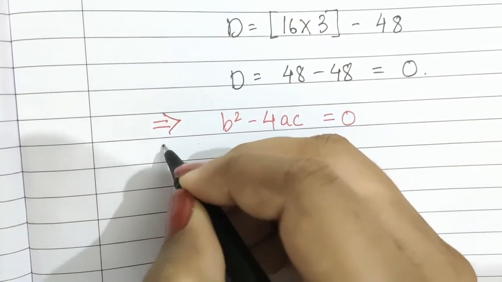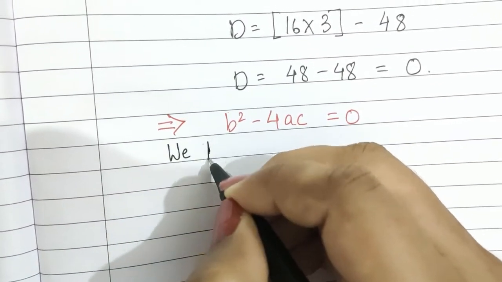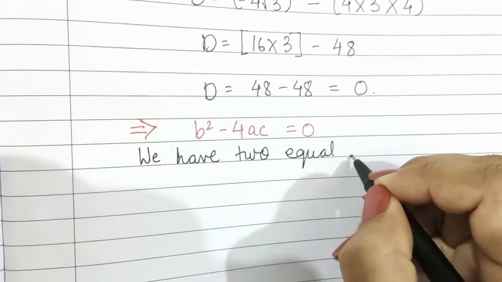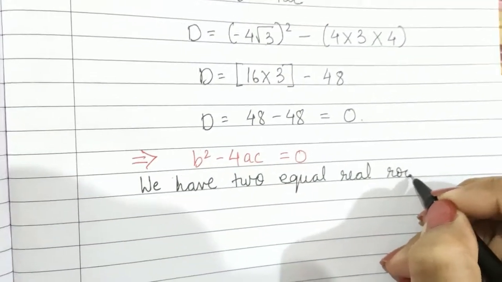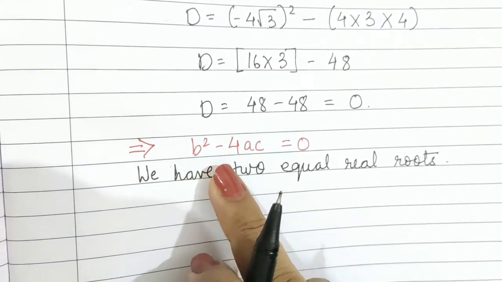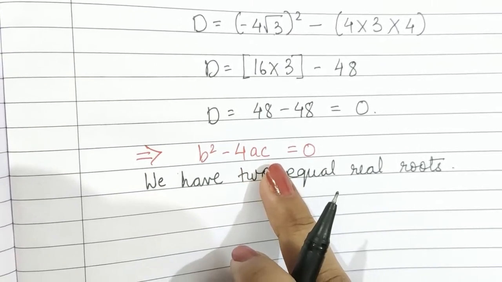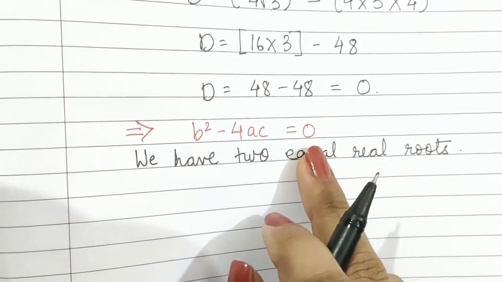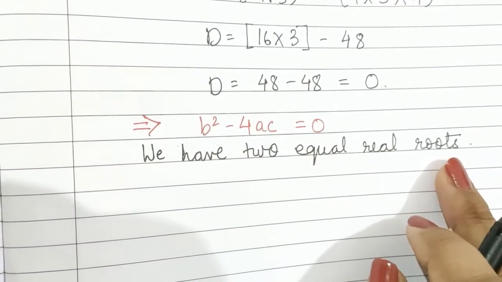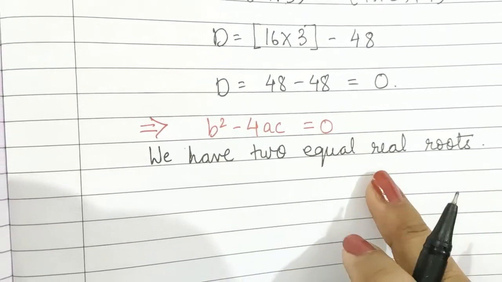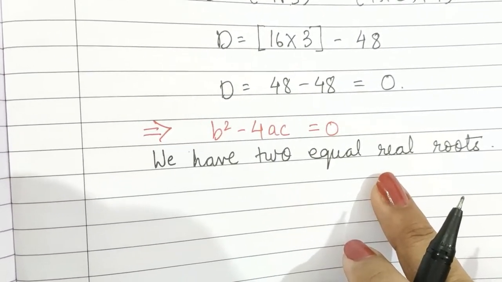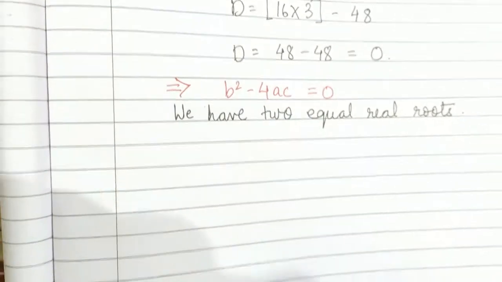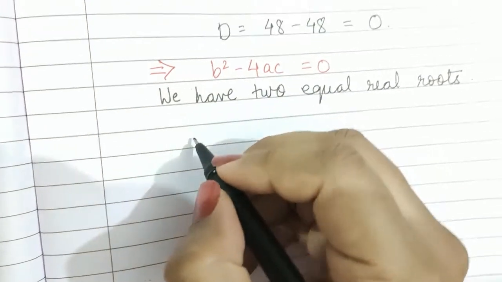So over here we will write, we have two equal real roots. There were three conditions, right? Where b square minus 4ac is greater than 0, we will have two different roots. When b square minus 4ac is equal to 0, we will have two equal roots. And the third condition was where b square minus 4ac is less than 0, there we will have no real roots. Now since we have the real roots, let us put this in the formula.